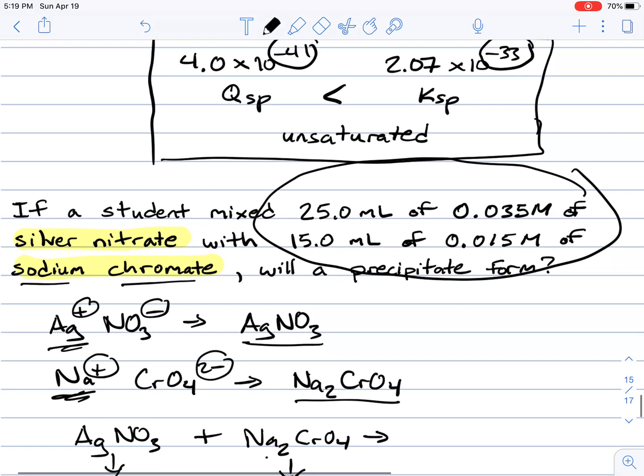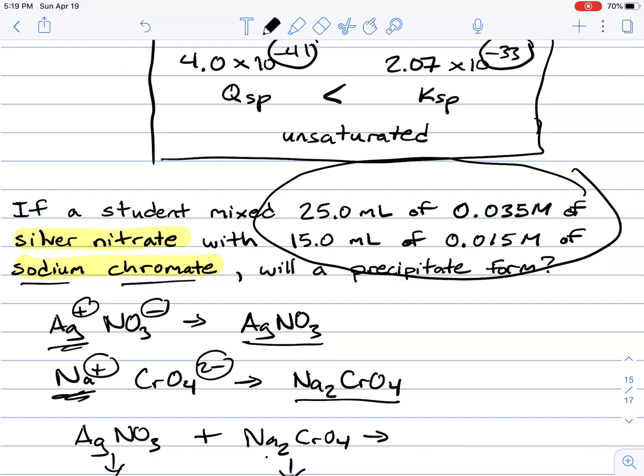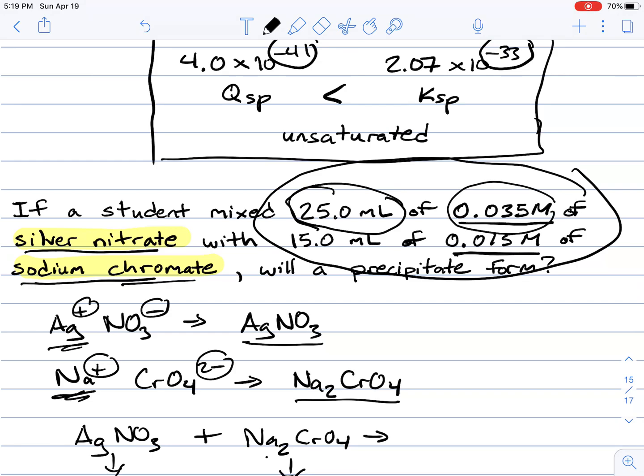And so here it says that the concentration of silver nitrate is 0.035 and the concentration of sodium chromate is 0.015 molar. However, you guys cannot use these concentrations. Why? Let's think about it. Let's read the problem. You guys are putting 25 mL of this concentration, and you're mixing it with 15 mL of this concentration.